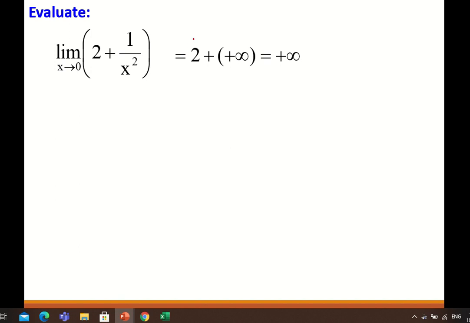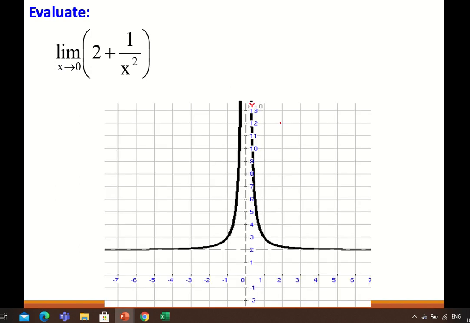Okay, so the limit as x approaches 0 from the right, what is the result? That is positive infinity. Okay, so that is what is meant by the limit being equal to positive infinity. So if you graph this, you can find the vertical asymptote.